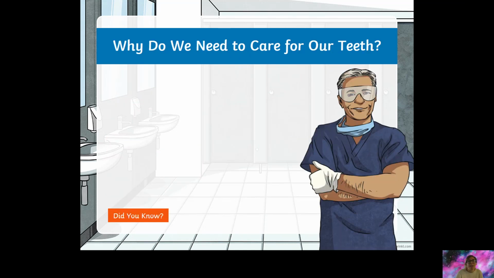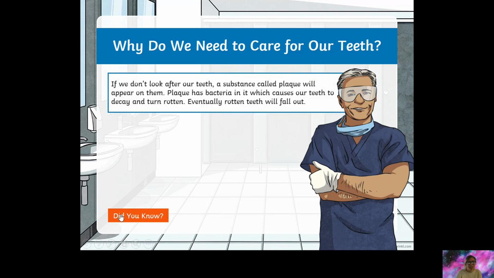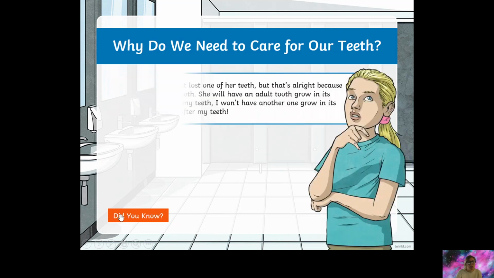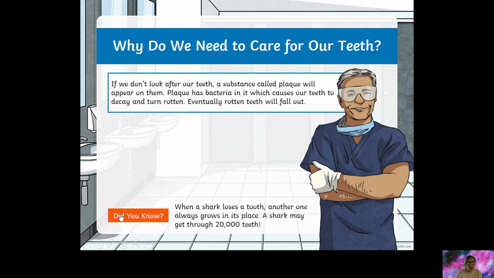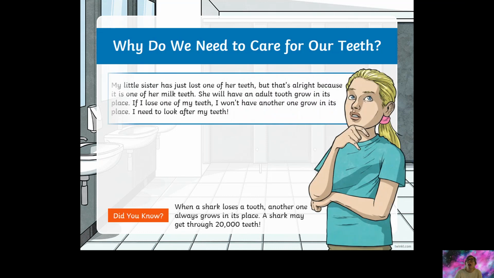There we go. So why do we need to care for our teeth? Let's have a look. If we don't look after our teeth, a substance called plaque will appear on them. Plaque has bacteria in it, which causes our teeth to decay and turn rotten. Eventually, rotten teeth will fall out. Oh, we had a did you know fact there. When a shark loses a tooth, another one always grows in its place. A shark may get through 20,000 teeth. Wow, that's a lot of teeth, isn't it?